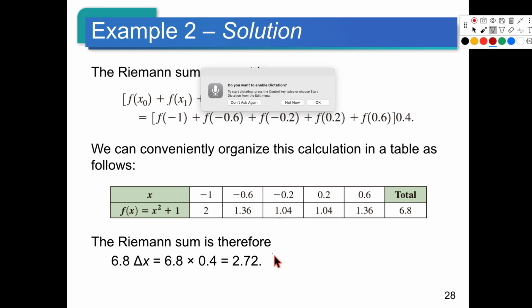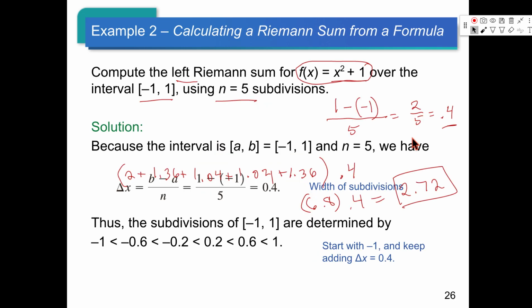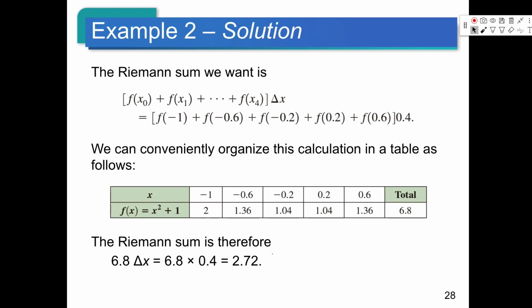Yeah, X squared plus 1. As for the lower bound, remember they told us -1. Upper bound they told us was 1. Partitions they told us was 5.